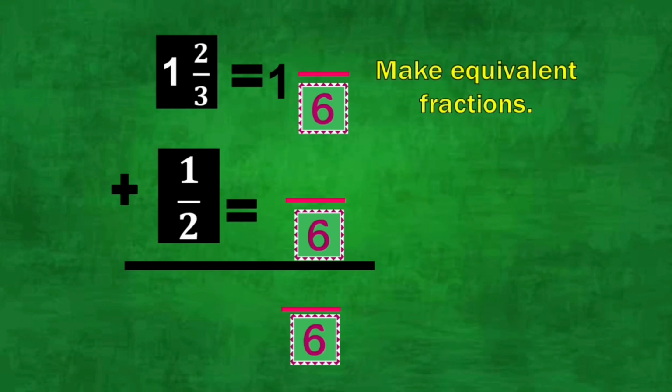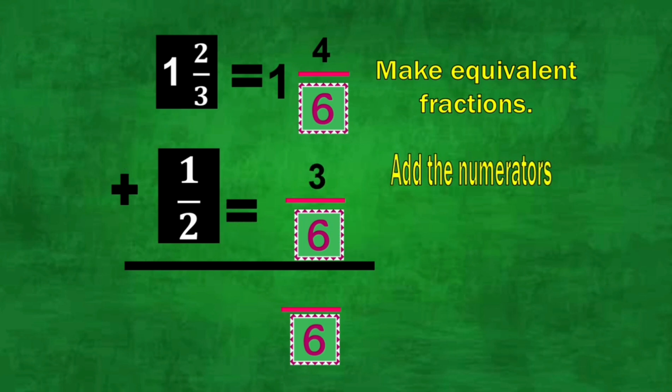Then make equivalent fractions. 6 divided by 3 times 2 is equal to 4. 6 divided by 2 times 1 is equal to 3. Then add the numerators. 4 plus 3 is equal to 7. Then copy the whole number. Our answer is 1 and 7 over 6.